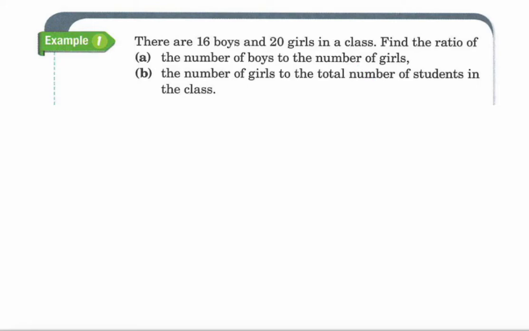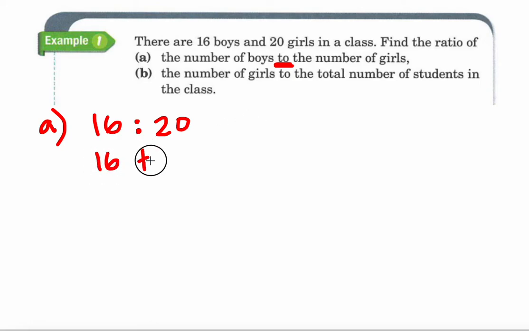So let's go ahead and solve A. They're asking us the number of boys to the number of girls. To is the key word there, so we know we're going to use ratios. The number of boys is 16, and the number of girls is 20. So we can write it in 3 different ways. We can use a colon, we could use the word to, or we could use our fraction bar. Those are the different ways you can write the ratio for A. That's it. That's all they want.